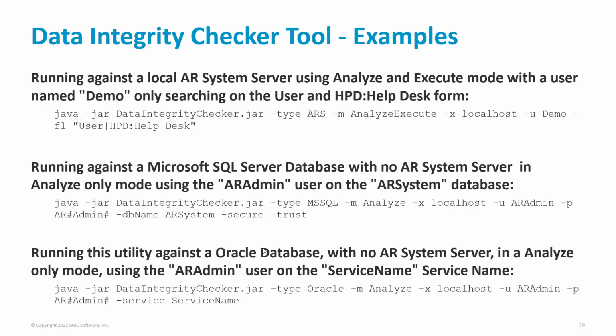The last example is if I want to connect to an Oracle database, not ARSystem, and I want to use analyze only mode, and then I want to provide the service name. So again, I provide the Java command with type Oracle, the mode is analyze, and then I provide the appropriate database connection parameters there.